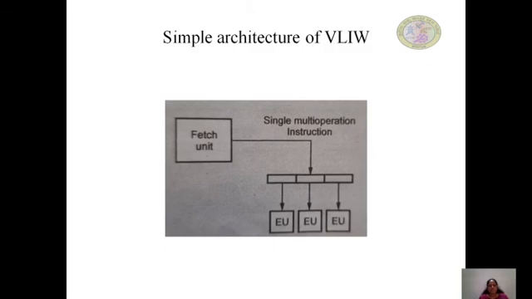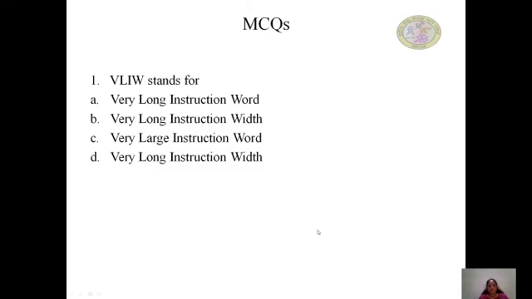So this is a simple architecture of VLIW. We will have a fetch unit which is going to fetch the instructions. As I told, it will combine multiple standard instructions and form a very long instruction word, that is a single multi-operation instruction that will be given to the processor for execution, where the processor contains multiple execution units. So this is all about today's session.